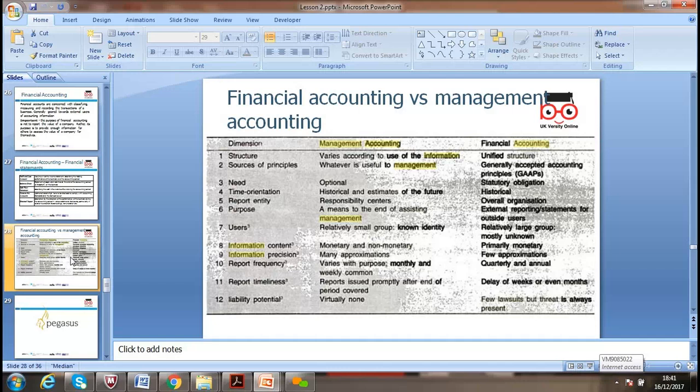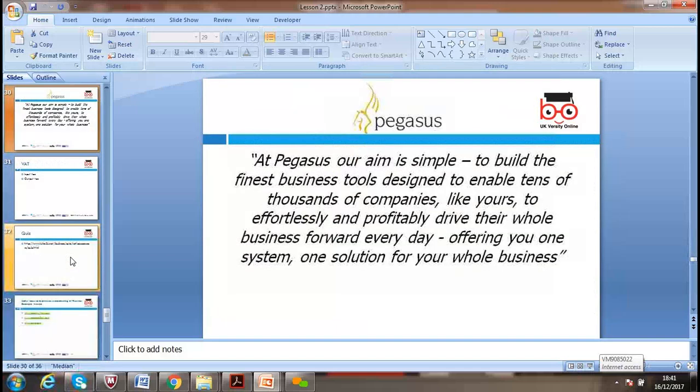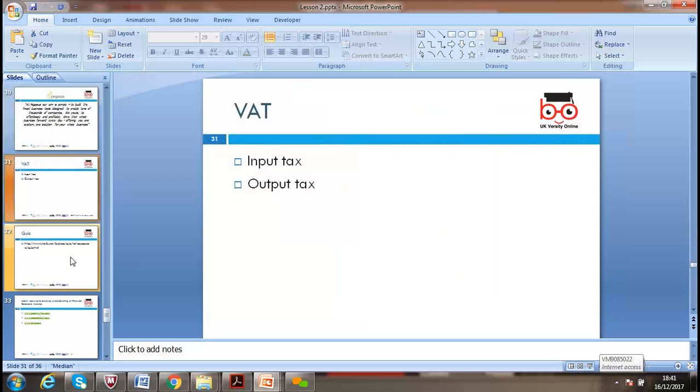Internally, yearly, 12 months, Axis is our aim, to simplify and build the finest business tool. Those will help us link and achieve. So, Paxis are both software that help us to calculate the VAT as well.